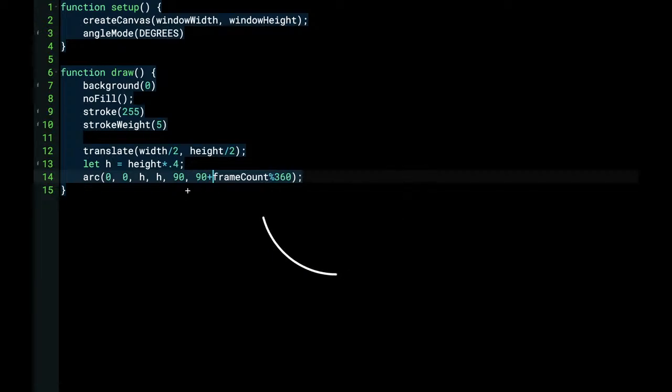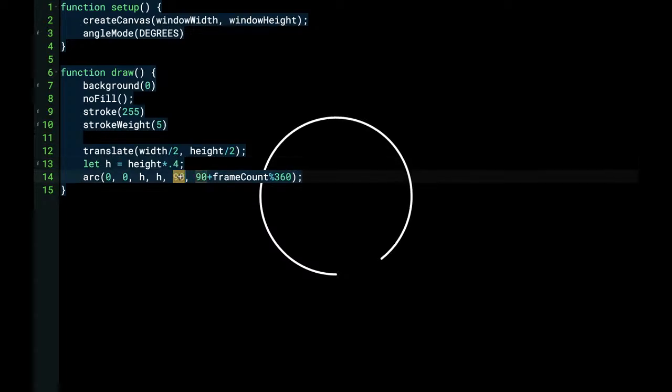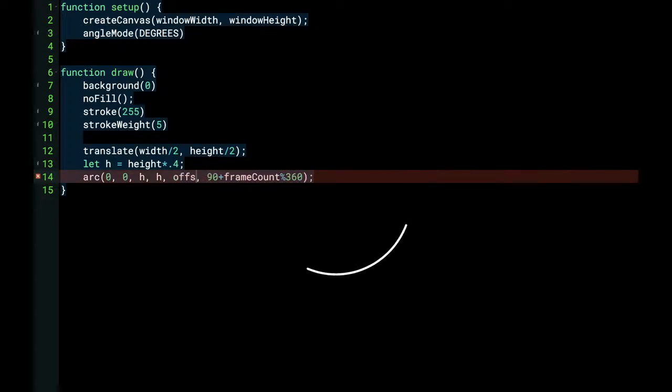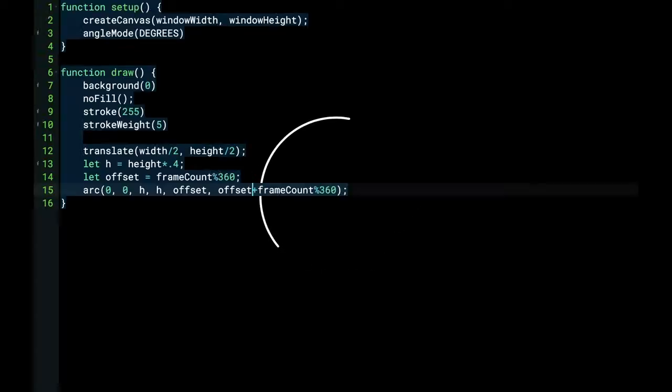Yep. So that's pretty cool. That this could always be, I mean, this could even be like a frame count modulo 360. Maybe that's a variable. I could call it like offset. Let offset equal that. And then this could be offset plus that. What does this even mean? It just means it's like, I don't know. It's changing where that 0, 0 point is, and it's trying to catch its own tail. That's kind of fun.